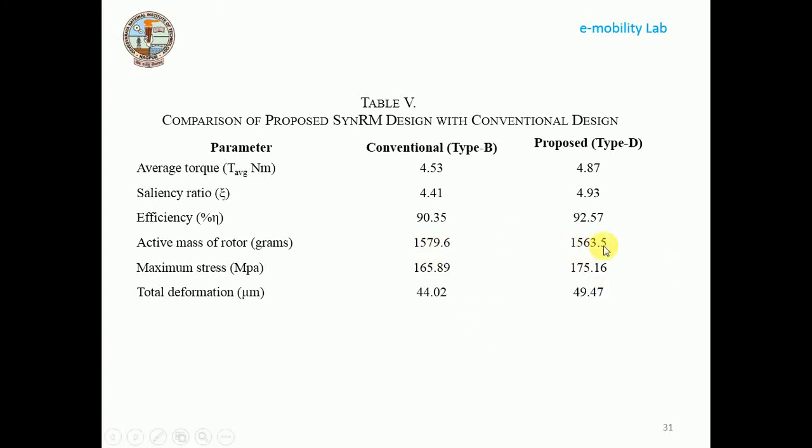It is negligible, you can say, around 20 grams. Yeah, 20 or 17 grams. So the stress profile, both are acceptable, 165, 175, both are acceptable, but the advantage we are getting with an acceptable stress limit is good torque performance, and the deformation also, both are acceptable.